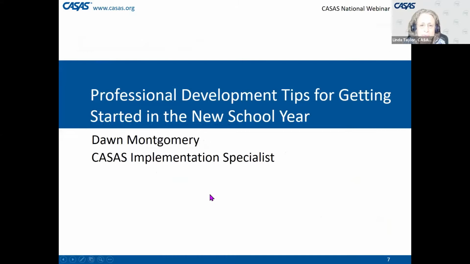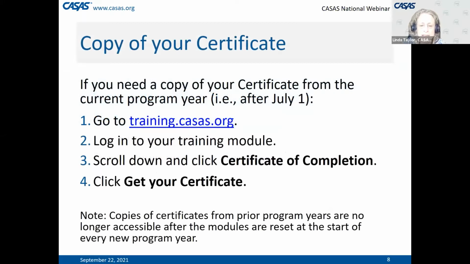So to begin with, we'll look at some professional development tips. Dawn Montgomery is going to walk us through these. The first one is how to get a copy of your certificate. Many people often contact CASAS because you might have completed a training module, but you need to tell someone in your agency that you've done that. And so in order to get a copy of that certificate, these are the steps, and these steps are in the PowerPoint. And in just a minute, Dawn's going to show you exactly how to do these.